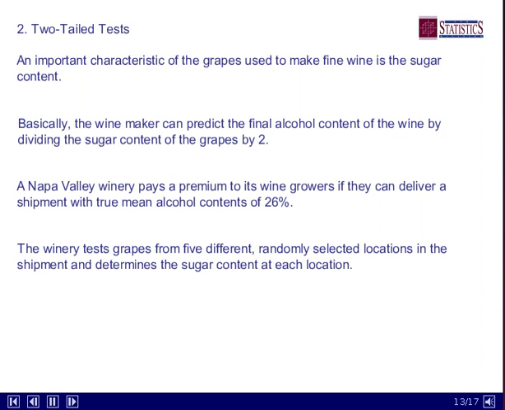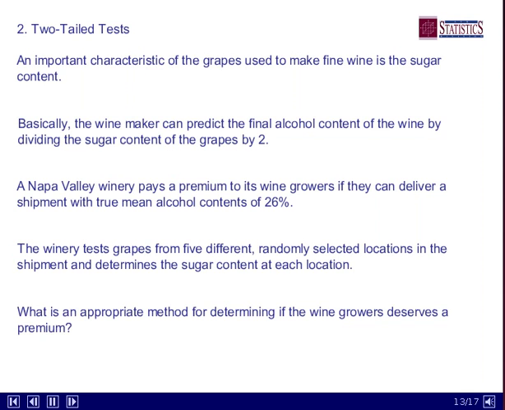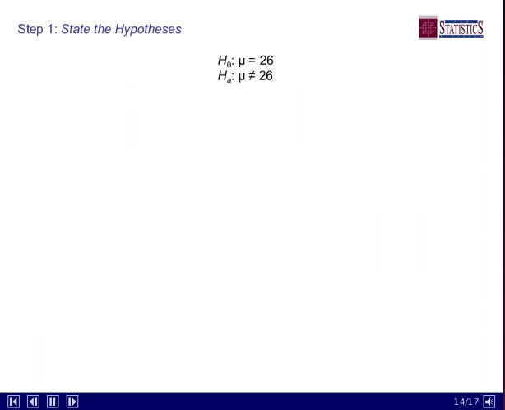So the winery tests grapes from 5 different locations within a shipment. So you've got a big barrel, say, and we're taking different samples to get a good representation of what's in the shipment. And what's an appropriate method for determining whether to pay the premium? Well, we can use a hypothesis test.